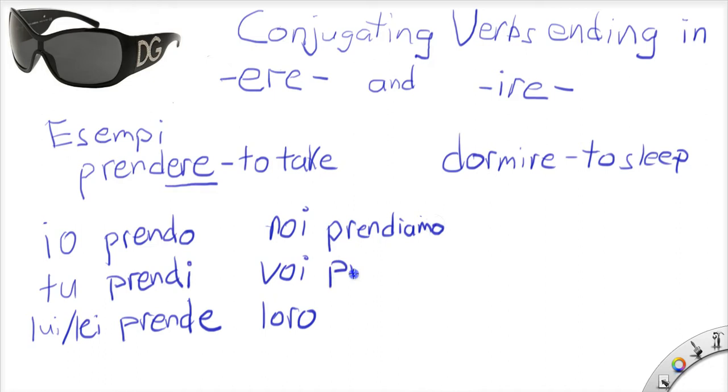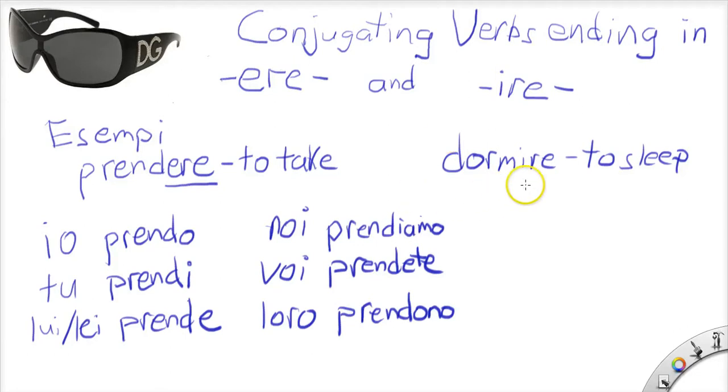Voi form, prendete. That would be an E-T-E. Prendete. And the loro form, prendono. Different than the ARE verbs that you learned, because this is an O-N-O, as you can see, not an A-N-O. As an example, you learned mangiare, and the loro form they eat would be mangiano. I emphasize the A-N-O there, mangiano. In this case, ono, so prendono would be they take.